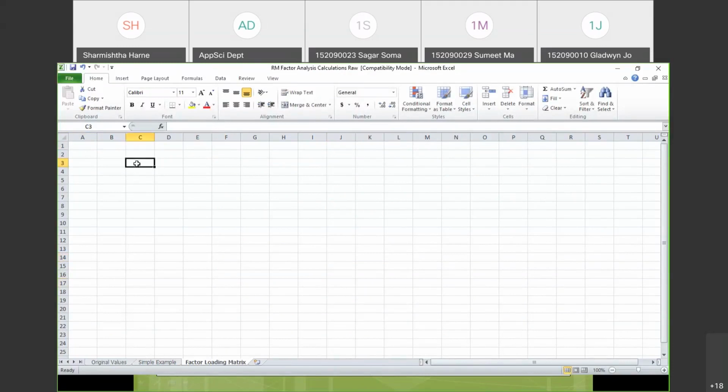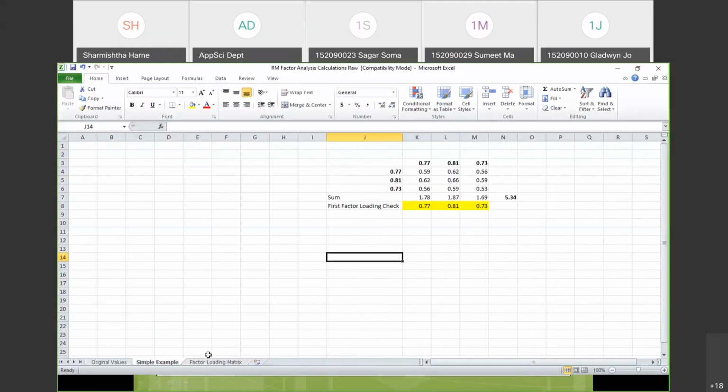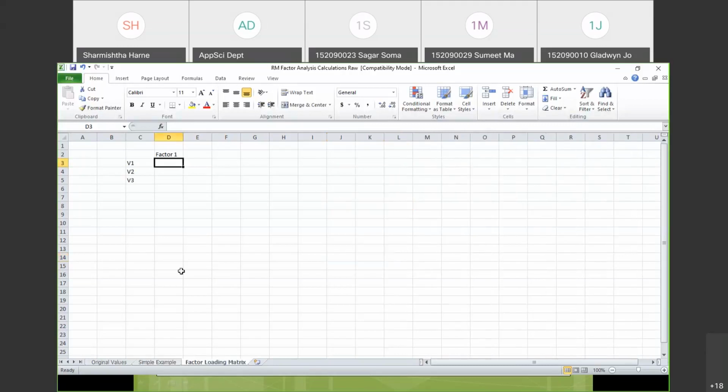Yeah. So यहाँ पे आएगा तो V1, V2, V3, और ये हमको मिला factor 1 अभी. So that we can write 0.77, 0.77, 0.81, I think, 0.73. Okay, so one factor we have extracted.